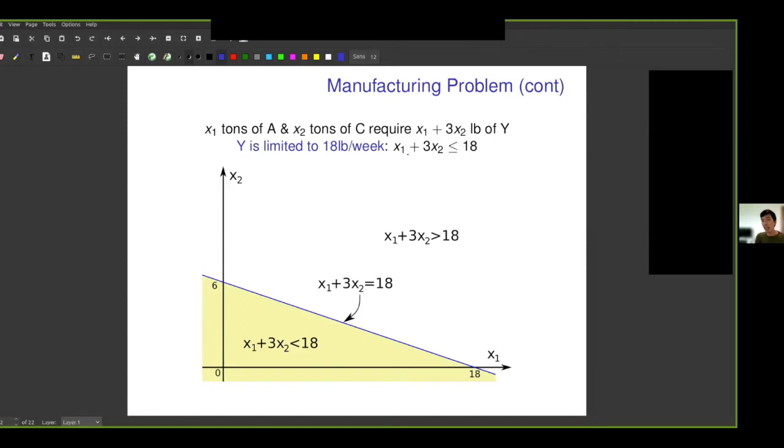But the question also says that at most, you will have 18 pounds of these raw materials. So similarly, you also have these smaller than or equal to inequality constraints that you need to incorporate into your optimization problem. Again, I make a visualization. First I draw the equality version of this constraint, which is just a line. This line will divide my feasible set into two half spaces, corresponding to the two different directions of the inequality symbols. And then I pick this one, the yellow region over here, which corresponds to the smaller than or equal to inequality constraint. So this is the area that I pick up.